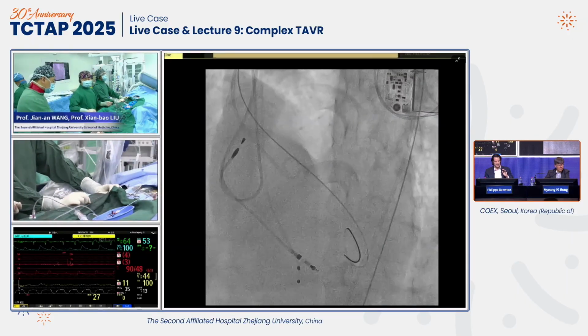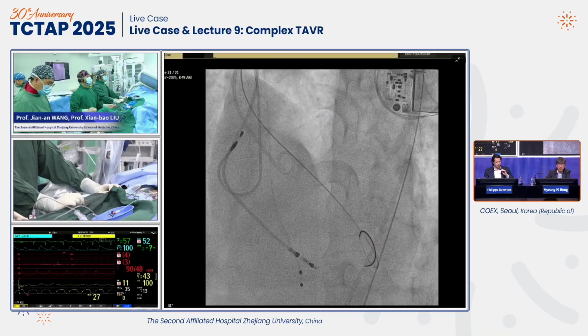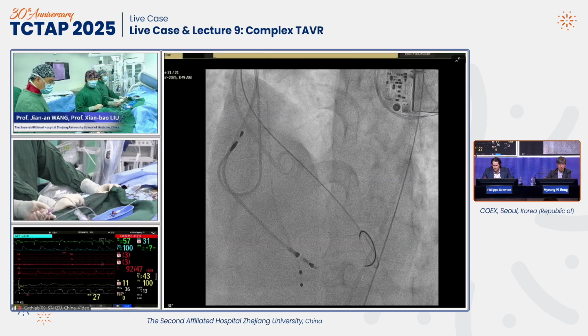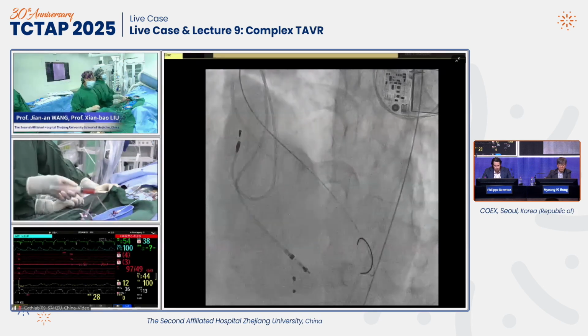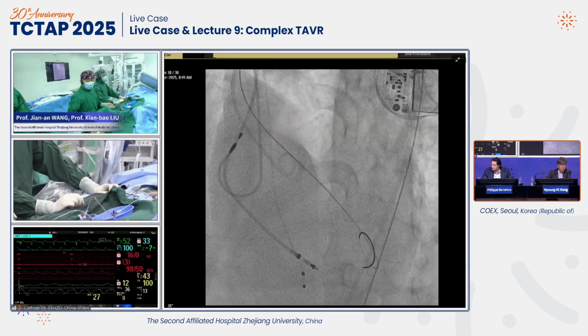And I don't see any TEE. Is it conscious sedation with transthoracic standby? The patient, we use intubation, general anesthesia. So we will not use TEE. We will use TTE. If we want to do that, then the echo guy will come here to help us.